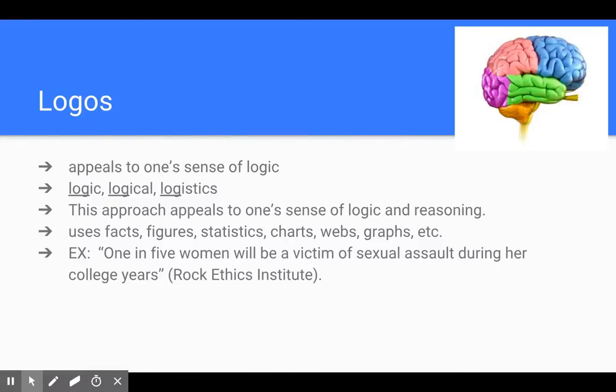And Rock Ethics Institute sounds like a credible source, a place that potentially did credible, scholarly, peer-reviewed research to get this fact and statistic. You can use facts, you can use figures or statistics, but you can also use images, webs, charts, graphs that really tell a story and, again, appeal to someone's sense of logic or reasoning.